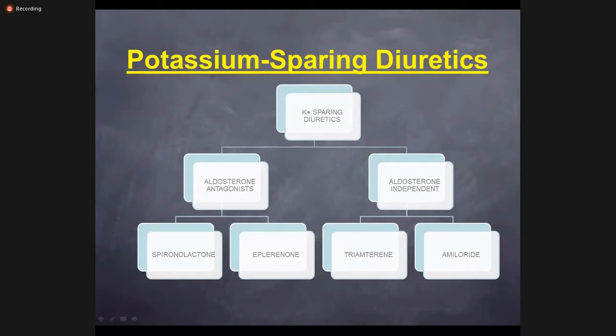So potassium sparing means we are just inhibiting the sodium reabsorption, or enhancing the excretion of water, but we are preventing the excretion of potassium, right?